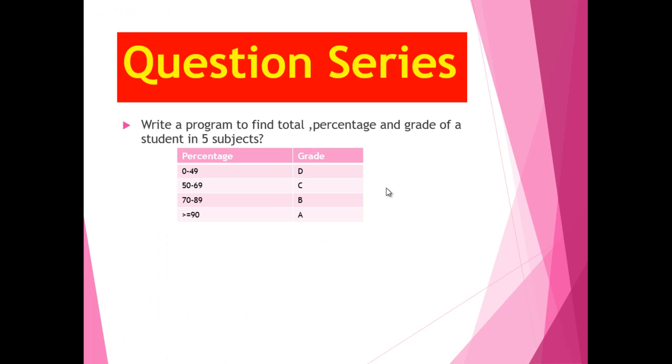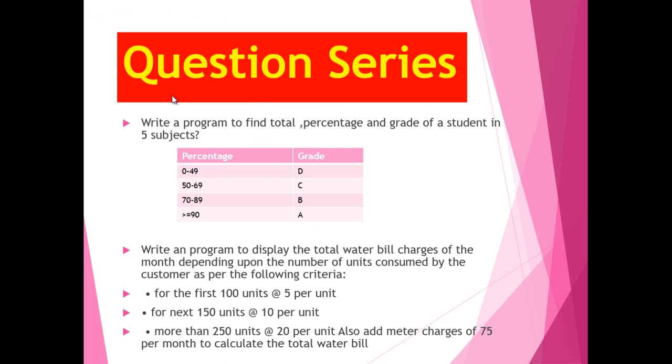The question given is: write a program to display the total water bill charges of a month depending upon the number of units consumed by the customer as per the following criteria. For the first 100 units the rate is 5 per unit. For the next 150 units the rate is 10 rupees per unit, and if it is more than 250 units then the rate is 20 per unit. Also add meter charges of 75 per month to calculate the total water bill.